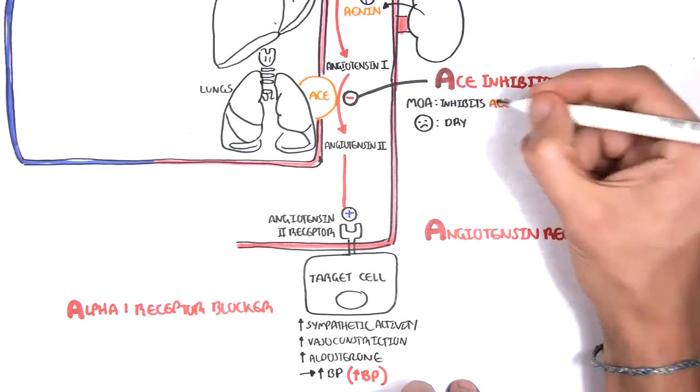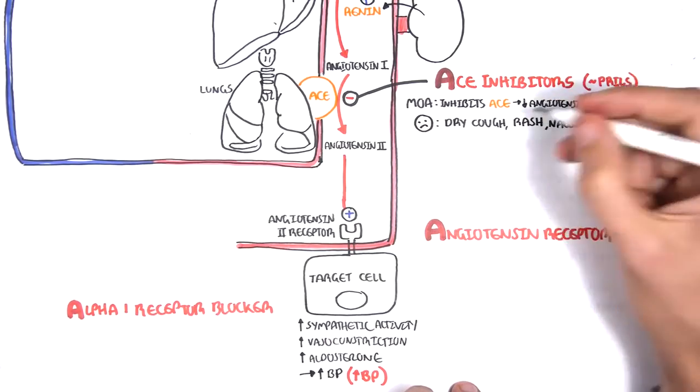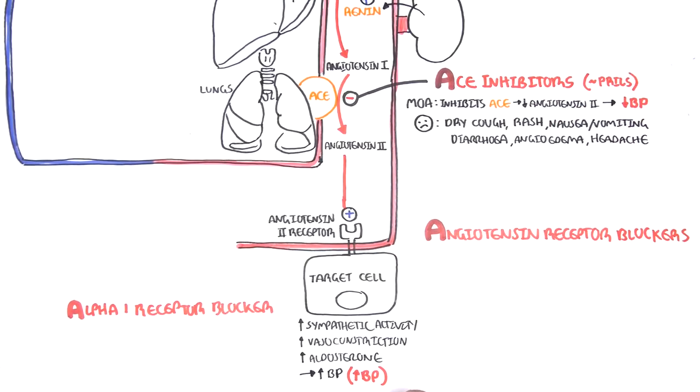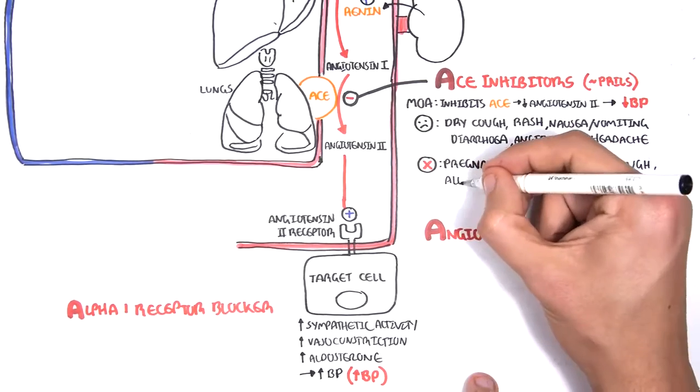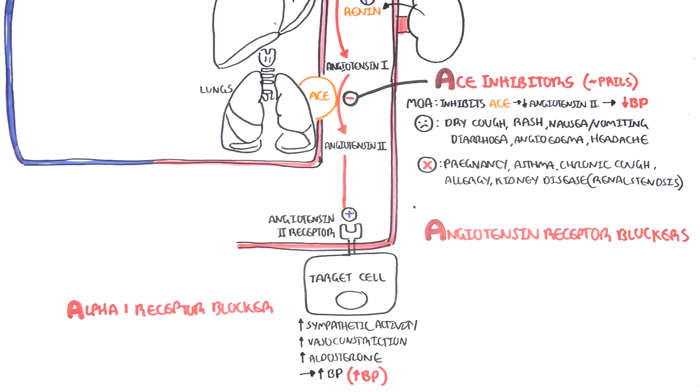Some side effects of ACE inhibitors include a dry cough, a rash, nausea, vomiting, diarrhea, angioedema, and headache. There are contraindications to using ACE inhibitors, relative or absolute, and these include being pregnant, having bad asthma, chronic cough, being allergic to ACE inhibitors, and having a kidney disease, particularly renal stenosis. The other medication that starts with A is the angiotensin receptor blocker. As the name suggests, its mechanism of action is that it blocks the binding of angiotensin 2 to its receptor.